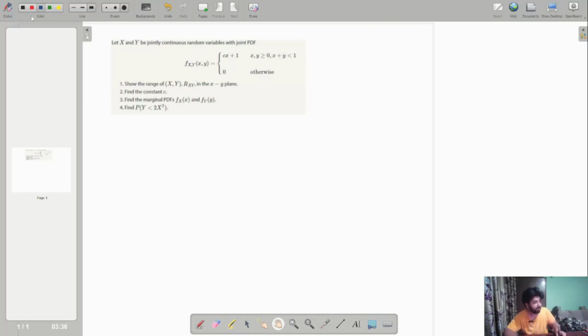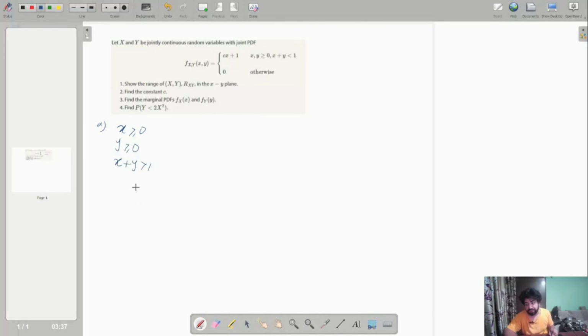So let's begin working here. I have been given some data which says x is greater than or equal to 0. Also it says y is greater than or equal to 0. In this case I also have x plus y less than 1. Now we know that a PDF cannot be negative and it's 0 otherwise. So it is a function which is a valid PDF.